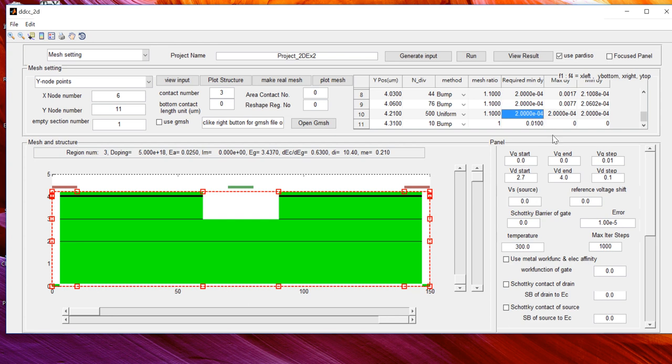Oh sorry, I should choose bump. Okay, 2e minus 4, 1e minus 4, 2e minus 4. Sorry, I need to choose bump, ratio 1.1. Okay, for ITO, we can make the ratio larger to save our time. Actually like the P layer, we can also make the ratio larger to save our time. 1e minus 4, 2e minus 4.